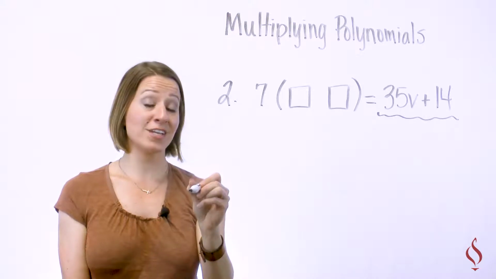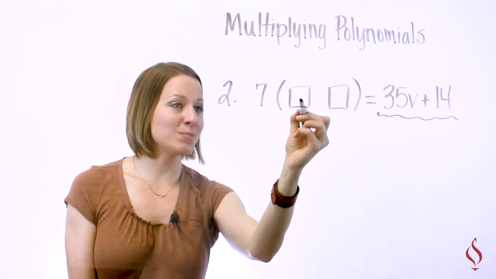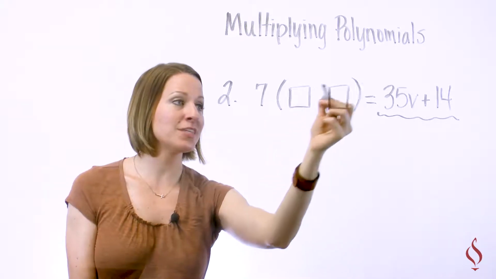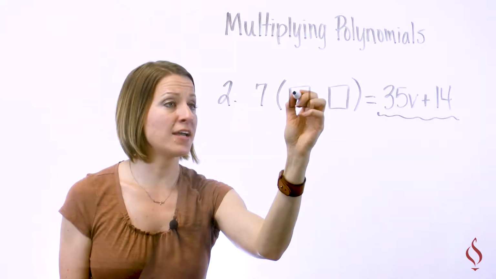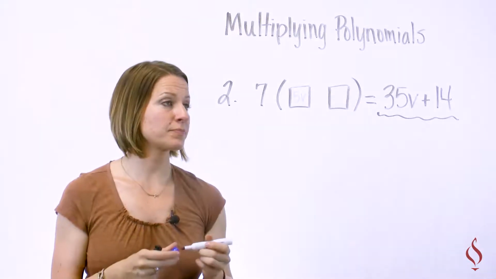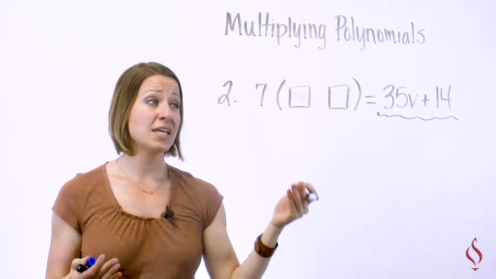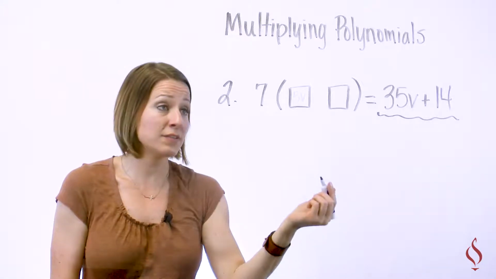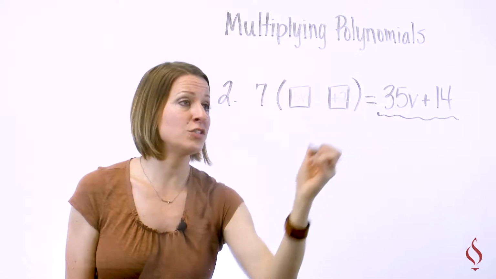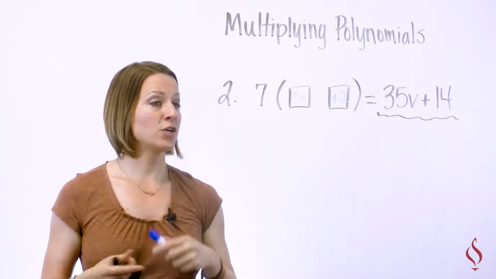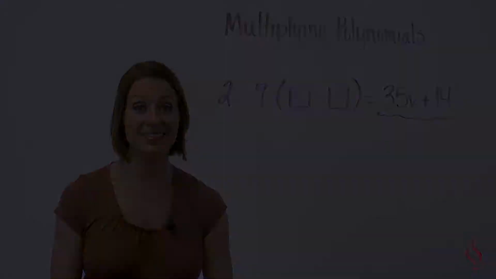Well, I hope you're on the other side of the screen yelling out the answers. So 7 times something is 35v. This would be a 5v. And then 7 times something would give us a positive 14. It's important to note that it is a positive, not negative, because we need to mark that this is a positive 2. So our two boxes in this problem are 5v and positive 2.